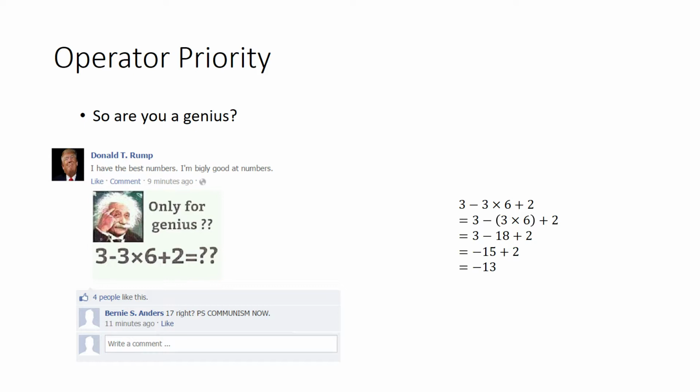We get 18. So it's left with 3 minus 18 plus 2. Now we do add and subtract in order from left to right. So 3 minus 18 first, that gives us negative 15. Then you add on the 2, that gives us minus 13.